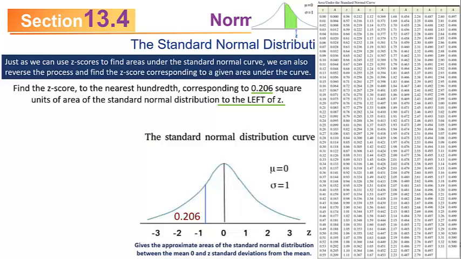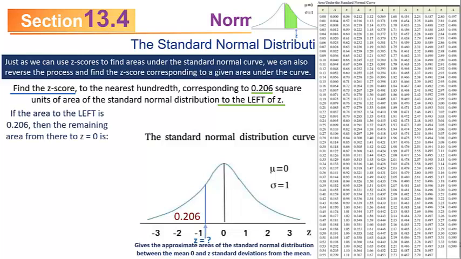So that much we already know. We also know we can't look up anything that comes out negative for z from the table, so we're going to have to use our symmetry knowledge to produce the right answer here. But we want that z-score. If the area to the left is 0.206, then what is the area remaining from that z value to 0?